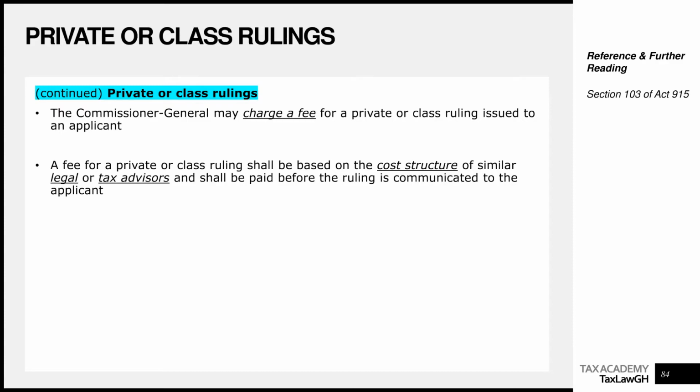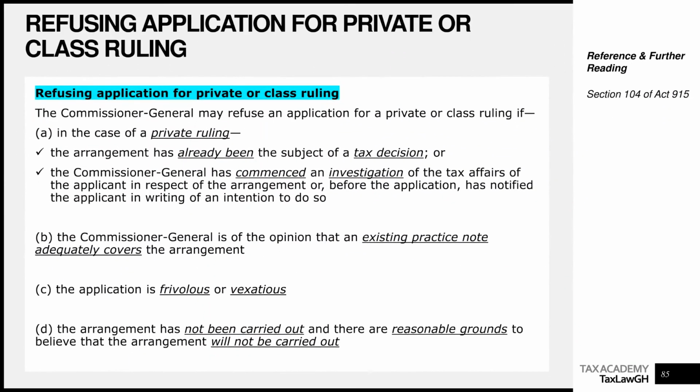Now let's look at cases where he can refuse to issue a private or class ruling. He can tell you, you know what, I'm not going to mind you, just leave my office or take your letter away from here. The Commissioner General may refuse an application for a private or class ruling if, for a private ruling, that arrangement has already been the subject of a tax decision.